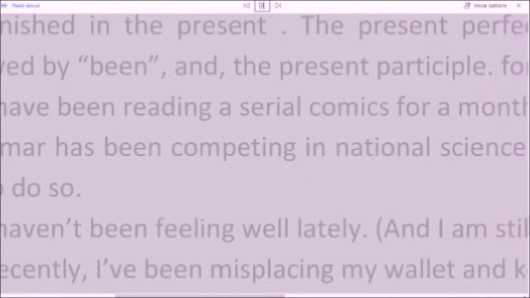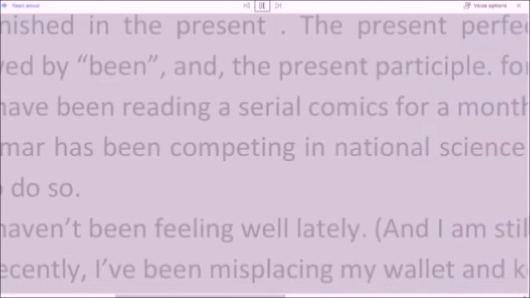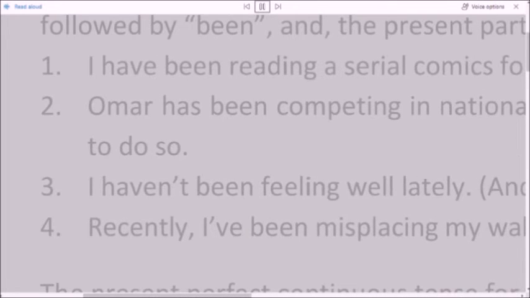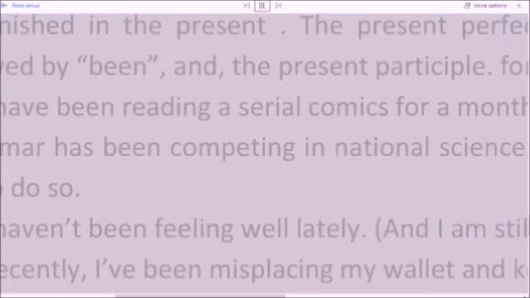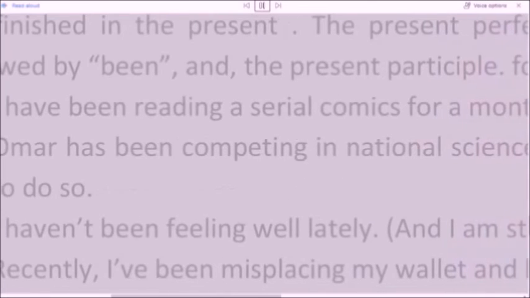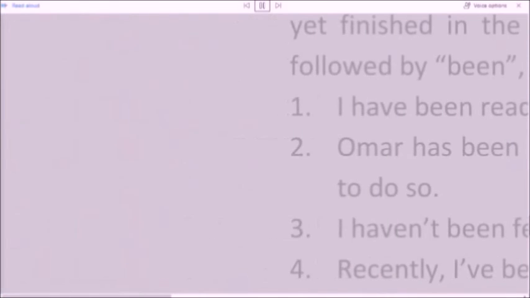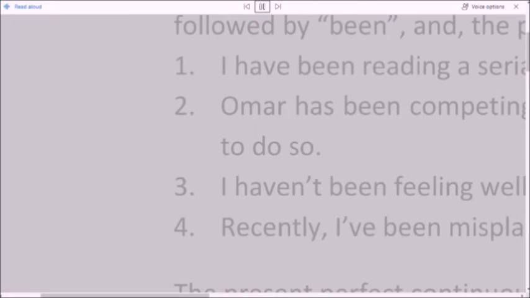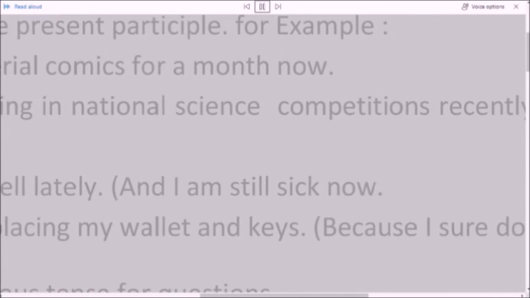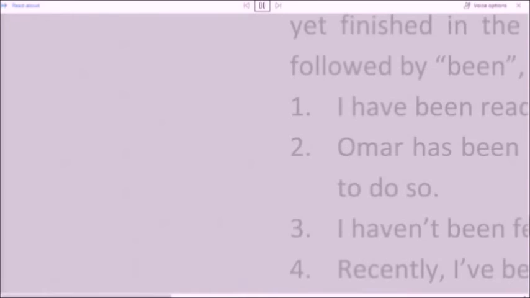For example, 1. I have been reading a serial comics for a month now. 2. Omar has been competing in national science competitions recently, and he will continue to do so.